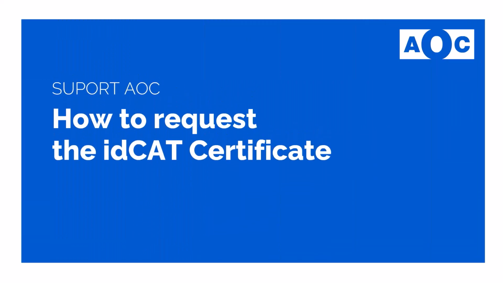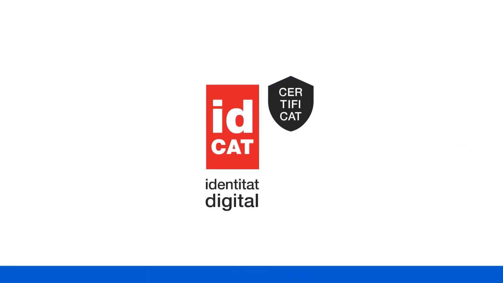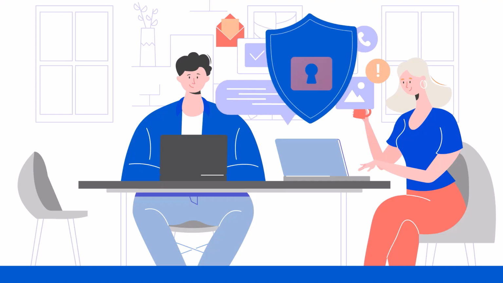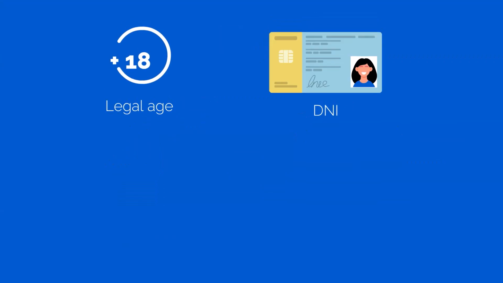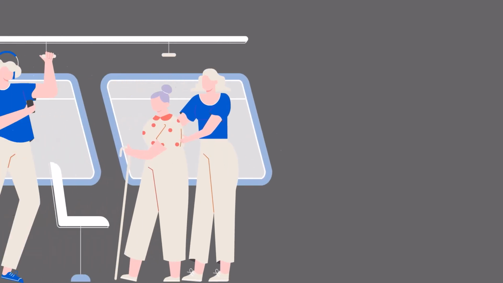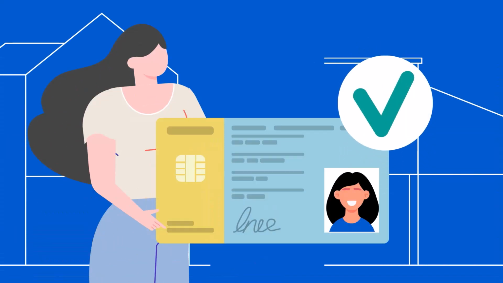How to request the idCAT certificate. The idCAT certificate allows you to access and sign procedures digitally, and it verifies your identity on the internet. You can request it if you're of legal age and have a valid DNI, NIE, or passport. You'll need to go to a registration entity to verify your identity in order to complete the process.